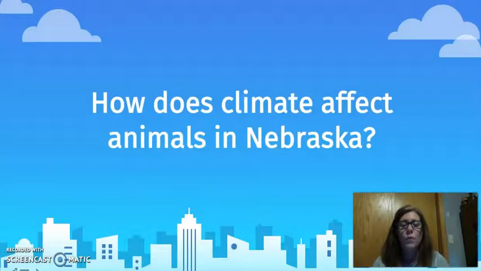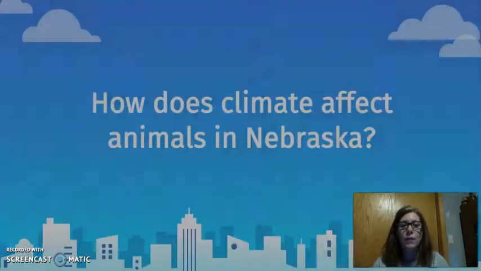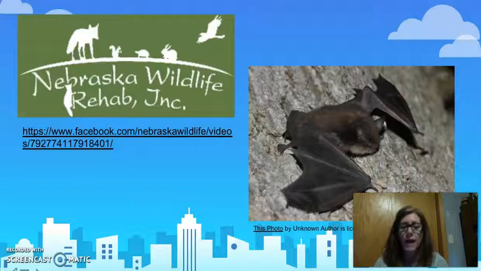So, another reason why we think about climate in an area is because we want to know how that climate affects animals. So I want you to think about, how does climate affect animals in Nebraska? One example is with the bats. And I'm going to show you a clip.